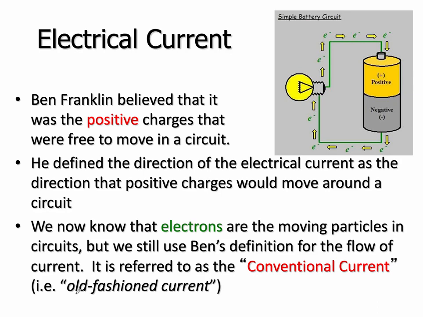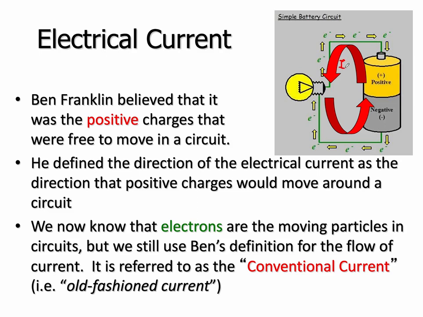Now, a couple quick notes about electrical current. Ben Franklin, one of our first electricians, believed that it was positive charge that flowed around a circuit. So he defined electrical current as the charge flowing from the positive end of the battery, which had too much positive charge, to the negative end. And so he would write current going this way.